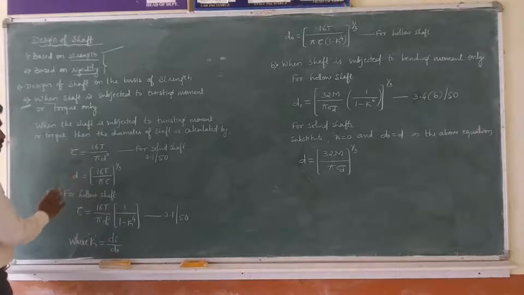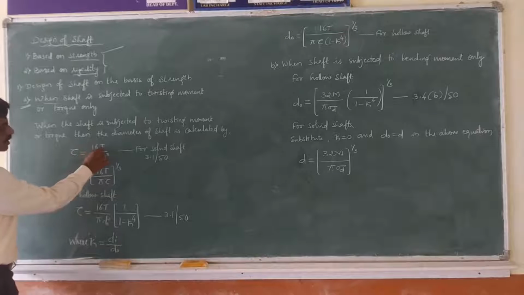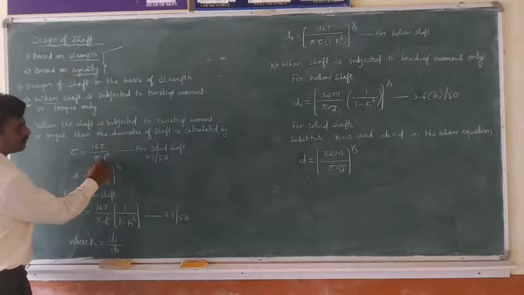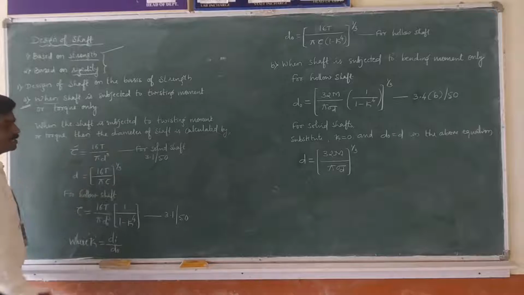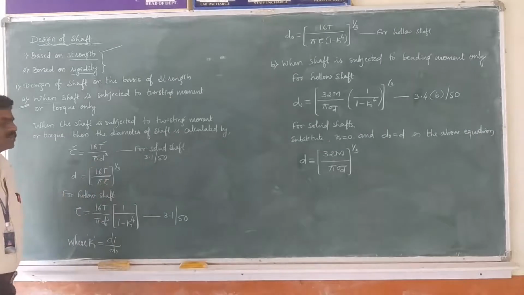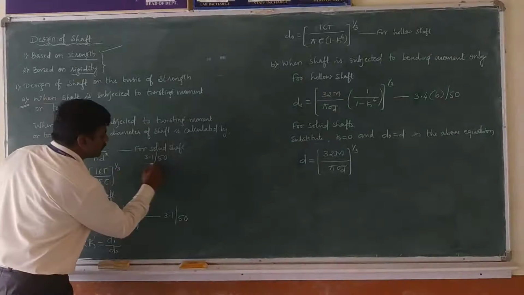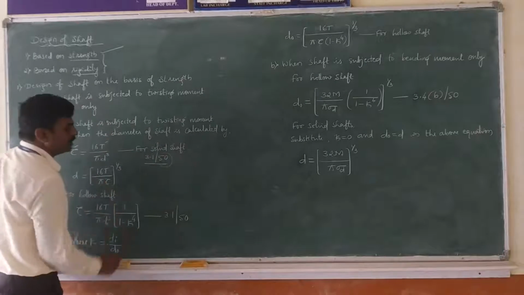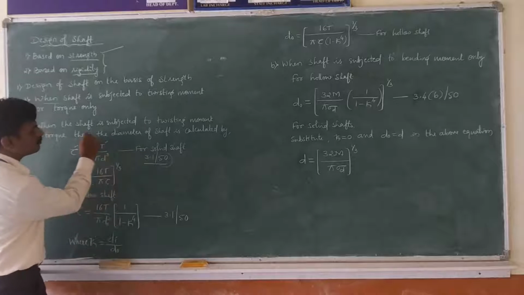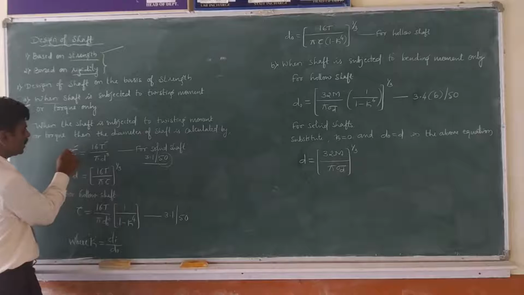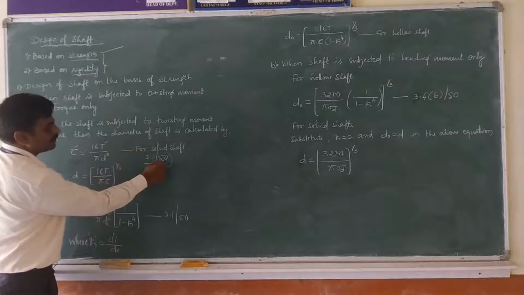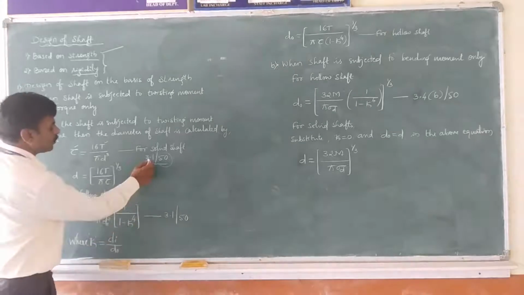Tau is shear stress. Tau is equal to 16T divided by pi d cube, where tau is shear stress, T means torque, and d means diameter of the shaft. This equation is available on page number 50, equation number 3.1. This equation is particularly for solid shaft.